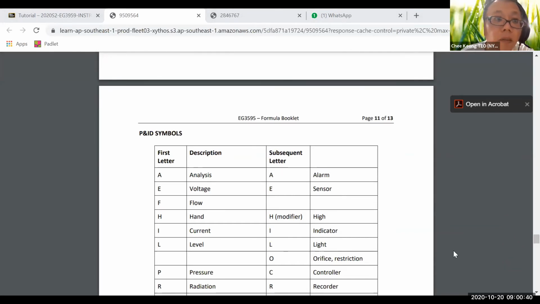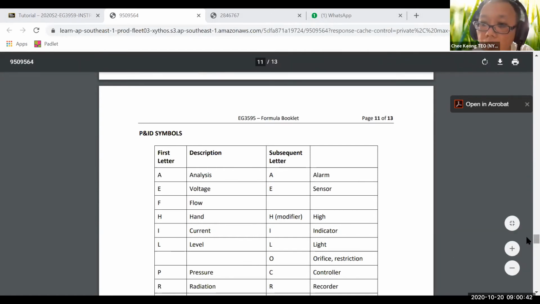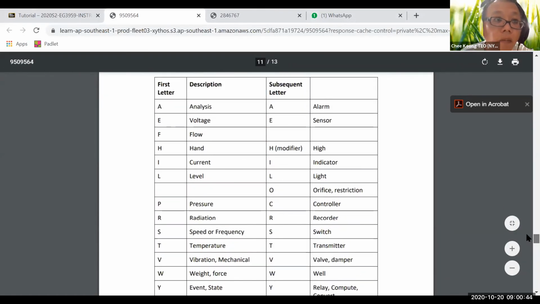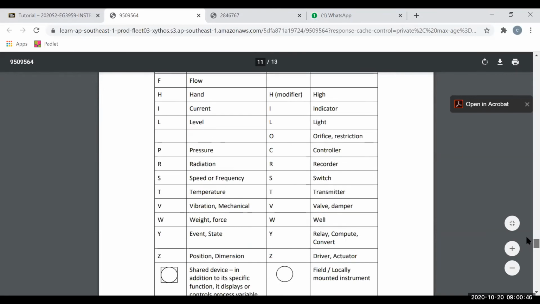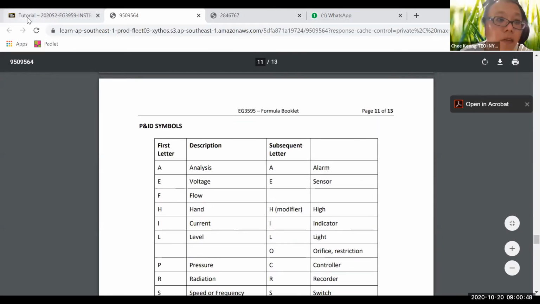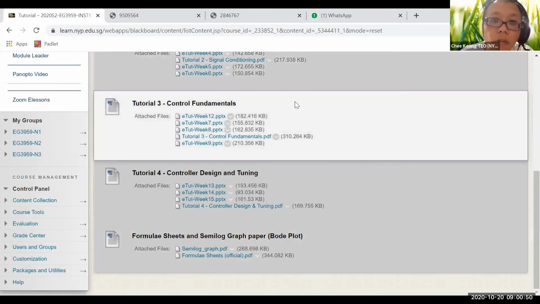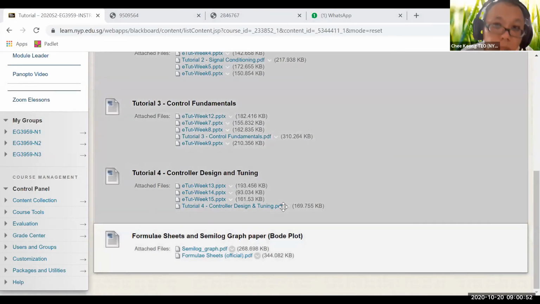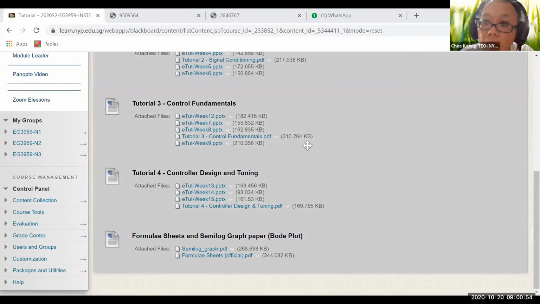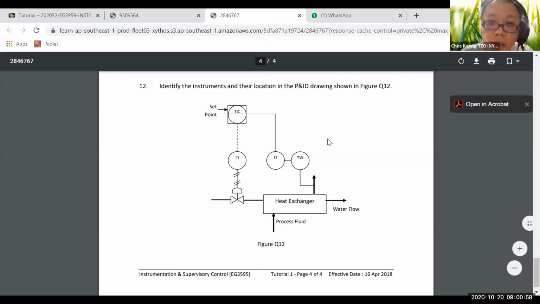Can you see the formula sheet? Yes. This is a P and ID diagram formula sheet. And then, of course, if we go back to the tutorial, where's the tutorial? Let me hide this thing. Okay, tutorial is over here. So let's see this one, TY.